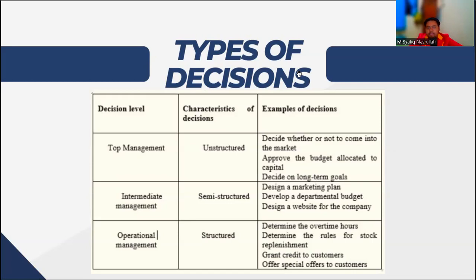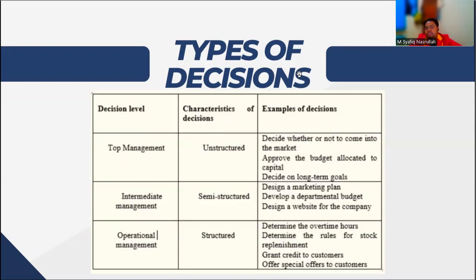The second one is intermediate management. They have semi-structured decisions. It means maybe they have structure at one time, and maybe unstructured at a different time. Example decisions are designing a marketing plan, developing the departmental budget, and designing a website for the company. They are slightly different from top management. Sometimes they make an actual impact, and sometimes they don't really make an actual impact.